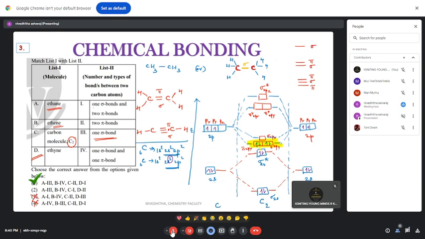Here electrons are filled in pi 2px and pi 2py, which means that between these two carbon atoms we'll have only pi bonds. How many pi orbitals are filled here? Two. So between two carbon atoms we'll have 2 pi bonds. So the answer is this one.